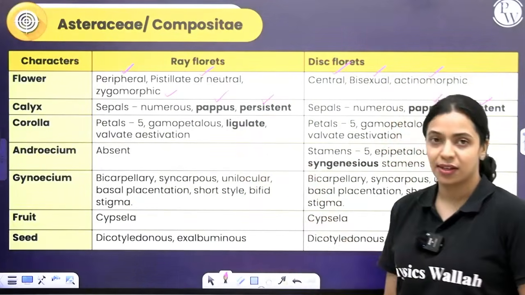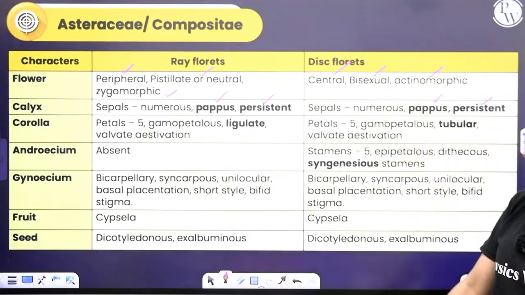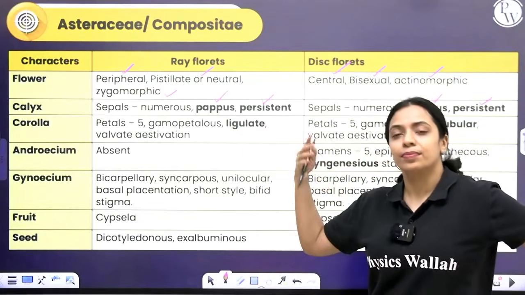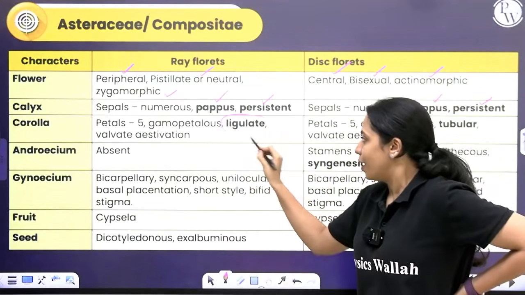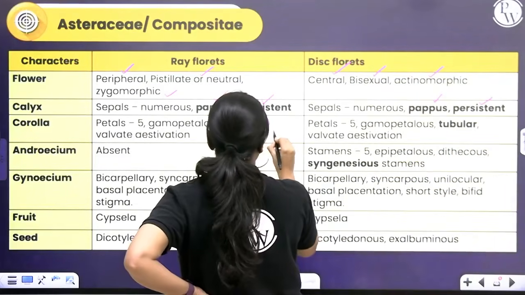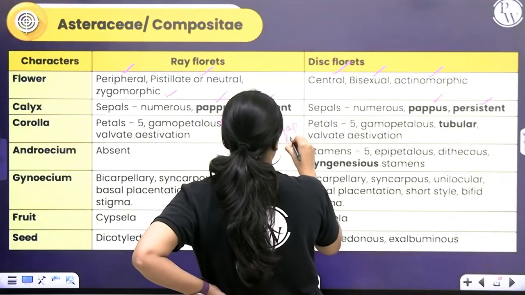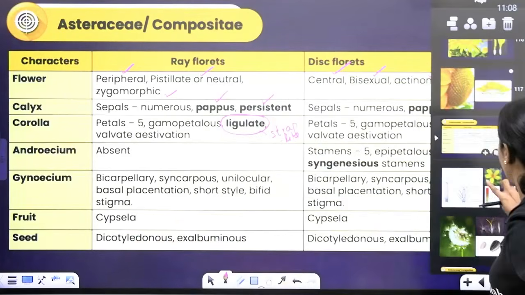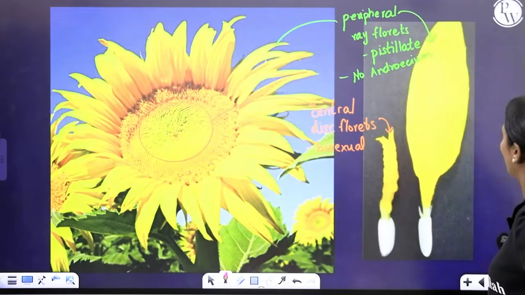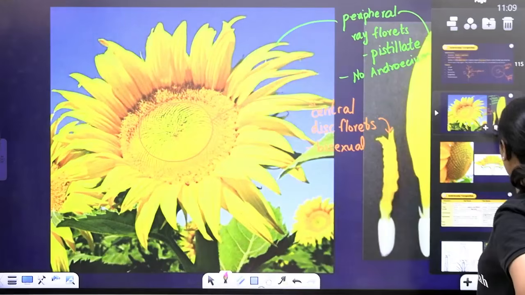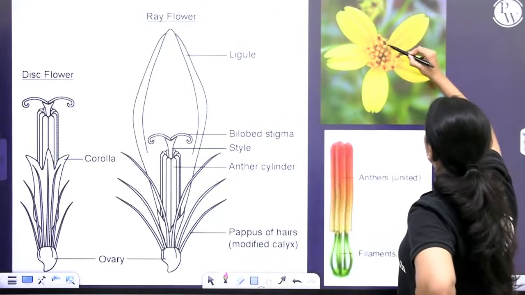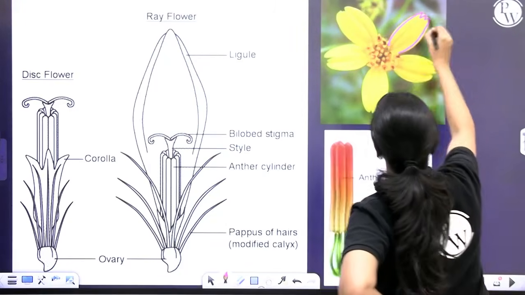Now, how is the corolla? Here you have 5 petals, here also you have 5 petals, here also it is fused, here also it is fused. The thing in ray florets is, out of the 5 petals, 3 petals fuse to form a structure called ligule. Ligule means strap-like structure. So if you look at any ray floret, I want you to go home and look at the ray floret. If you look at the ray floret, you will know, this diagram will give a better idea. There are 5 petals. Of the 5 petals, 3 petals will fuse to form this long ligule-like structure.